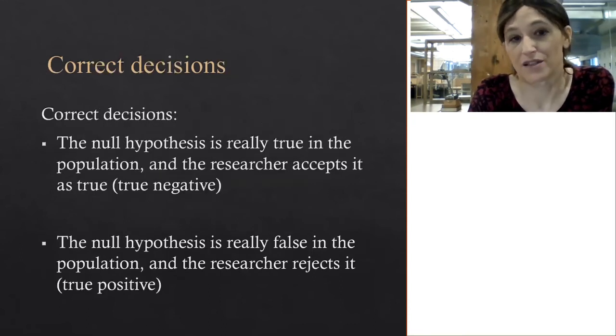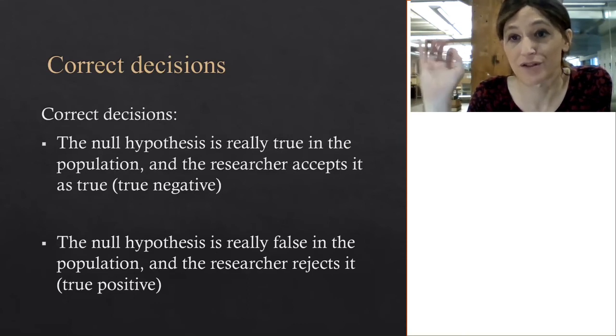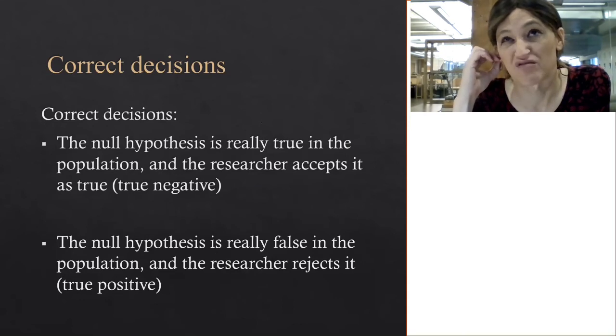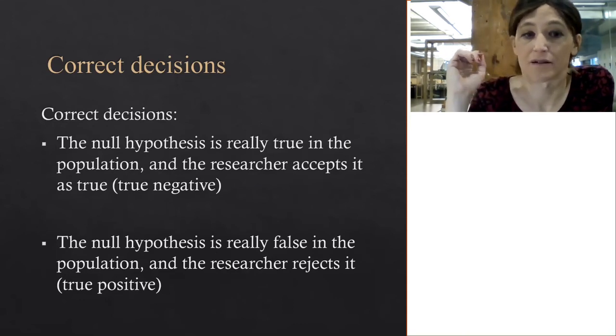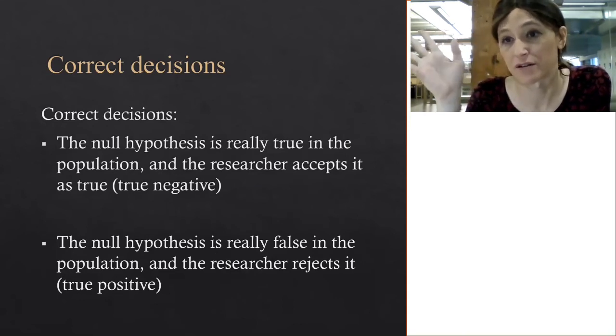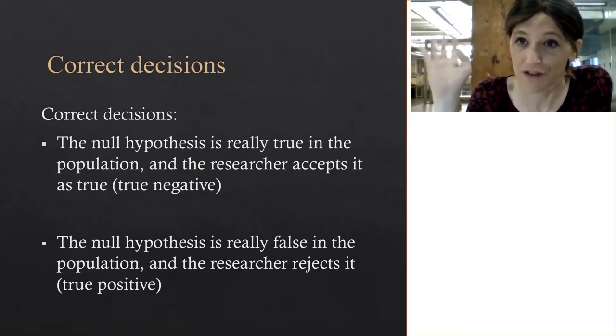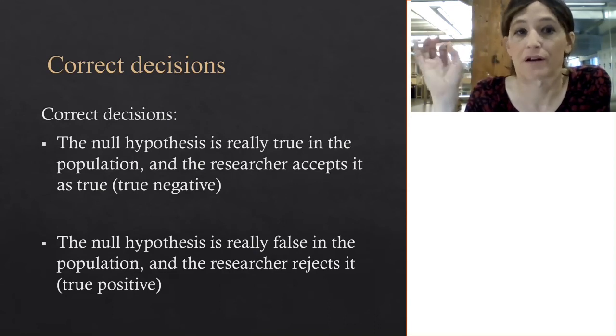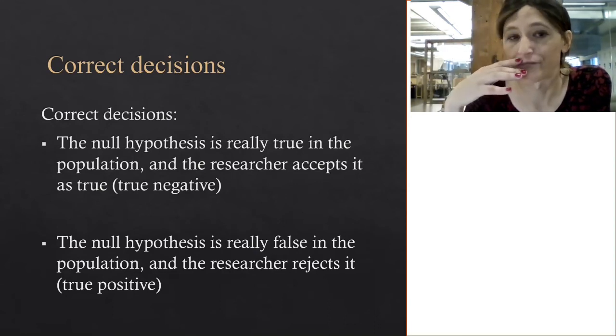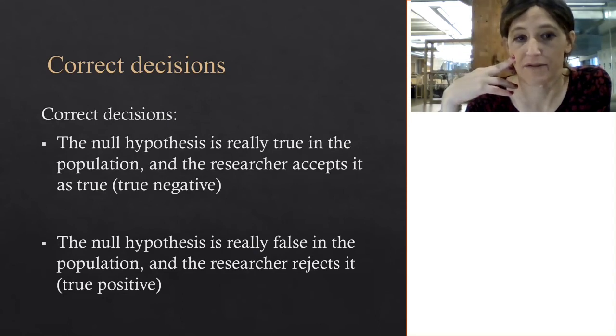So a correct decision would be that the null hypothesis is really true, that there is no difference, and the researcher accepts that that's true, and we call that a true negative. Basically, our p-value was, let's say, 0.25, and we do not reject the null hypothesis, we don't have enough evidence of a difference. And the reality is that there is no difference.